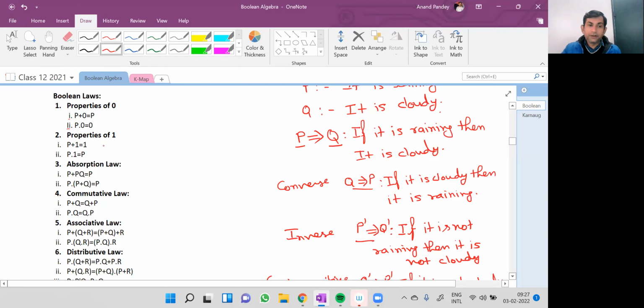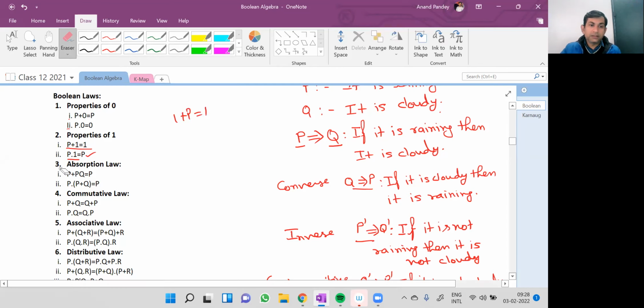Now properties of 1. P plus 1 will be 1. अब ये थोड़ा maths से तुम लोग नहीं मिल रहा है. 1 plus any proposition, 1 plus anything will be equal to 1. ये 1 की property है. Okay. 1 plus P या P plus 1 will be what? 1. And P dot 1 will be P. ये तो same है math की तरह, लेकिन इसमें थोड़ा सा ये चीज याद रखना. 1 plus any proposition will be equal to 1.